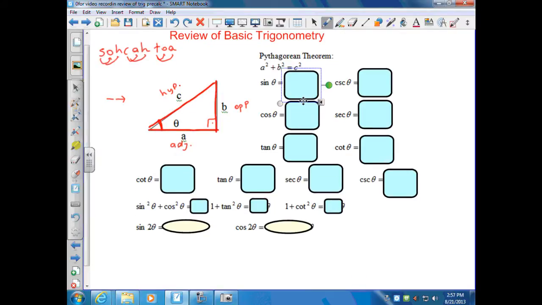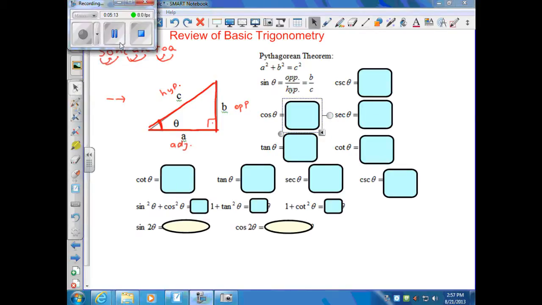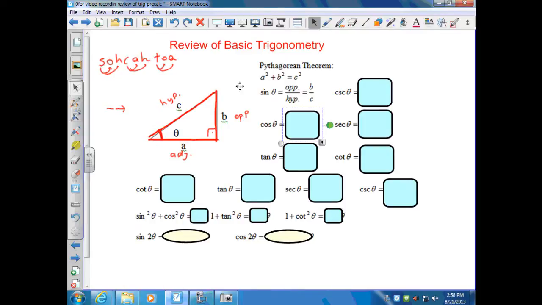And right now I'm going to reveal the values. So sine, which I've already mentioned, is opposite over hypotenuse. For this triangle that would be b over c. Cosine is your adjacent over hypotenuse. In this case, it's a over c. Tangent is your opposite over adjacent, so that's b over a.